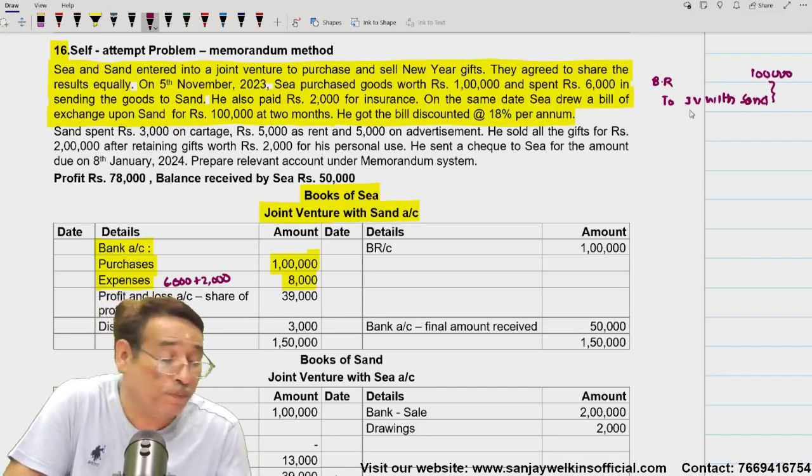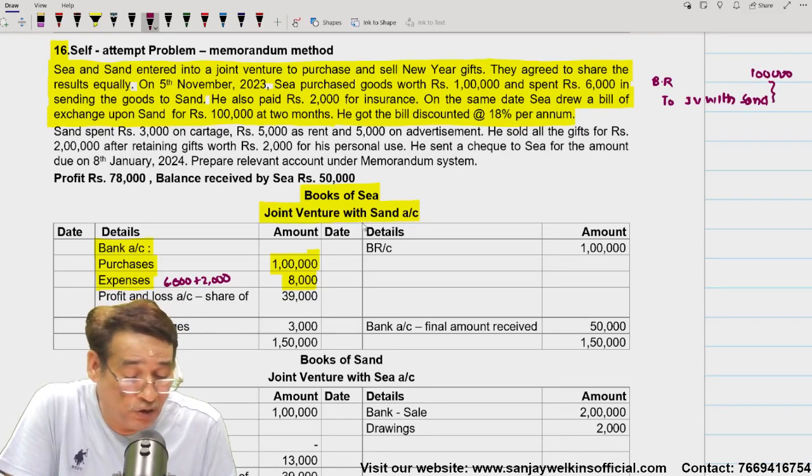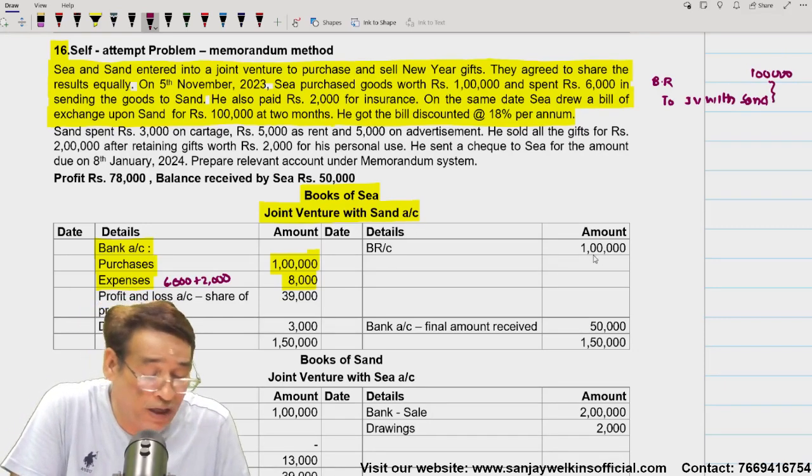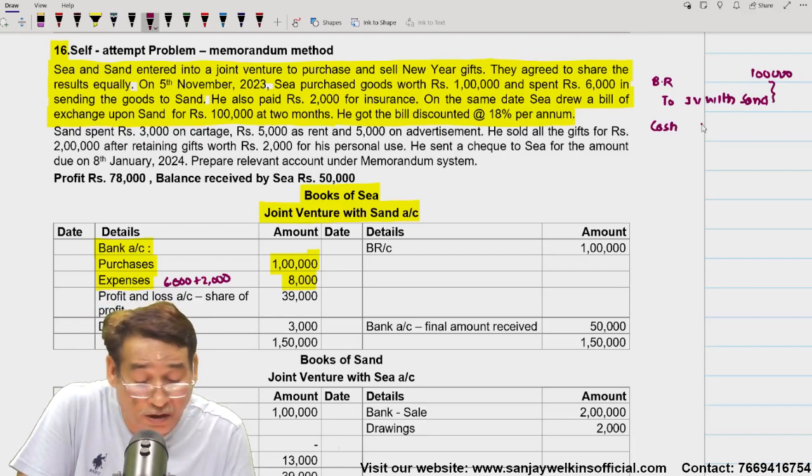Is it clear to you? So as per this entry, on the credit side of joint venture with S account, I am going to write by BR 1 lakh. Then I got this bill discounted. Cash account debit. I got it discounted.